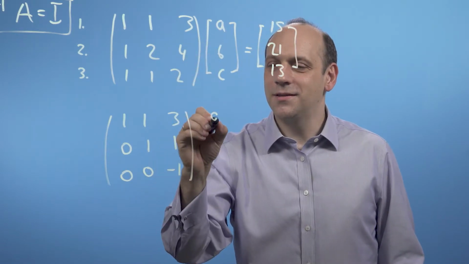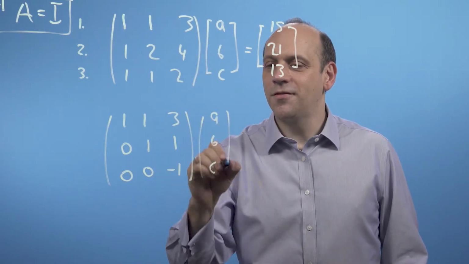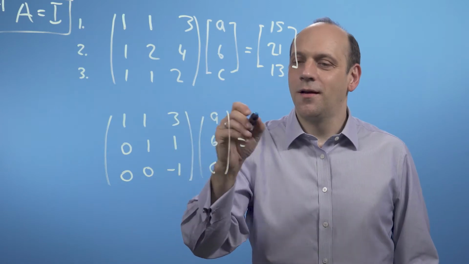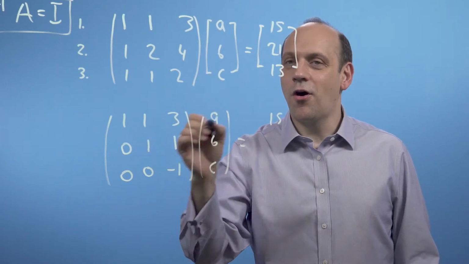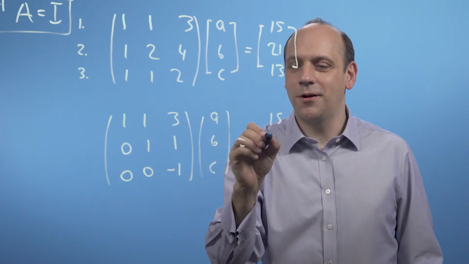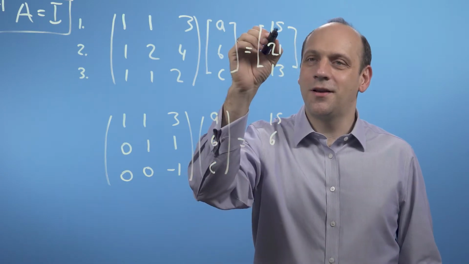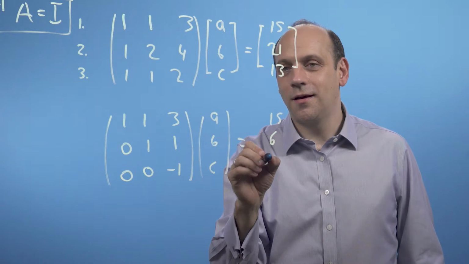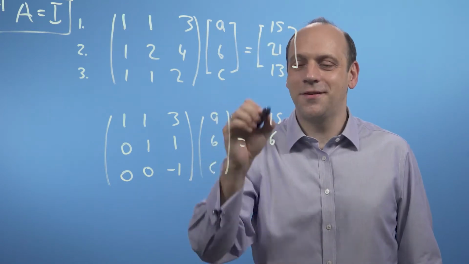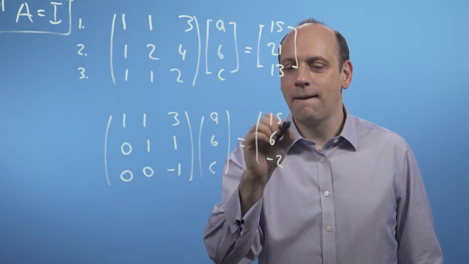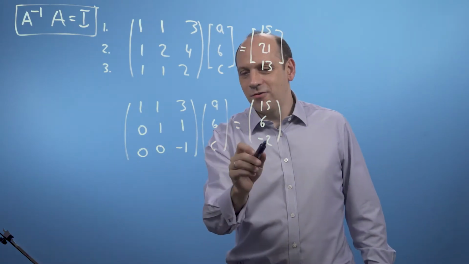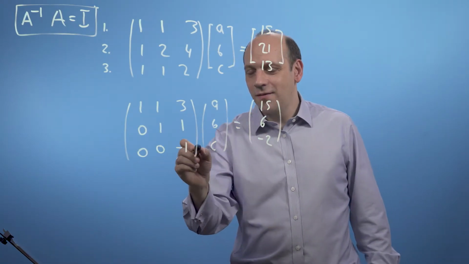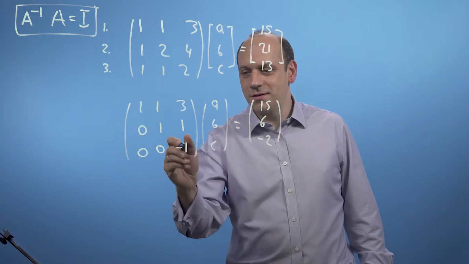I'd still have A, B, and C. And on the right-hand side, I've taken row 1 off of row 2, so I've taken 15 off of 21, so I'll have 6 left. And I've taken row 1 off of row 3, so I'll have 13 minus 15, which is minus 2. So, interesting. Now I can see that actually minus C is equal to minus 2.